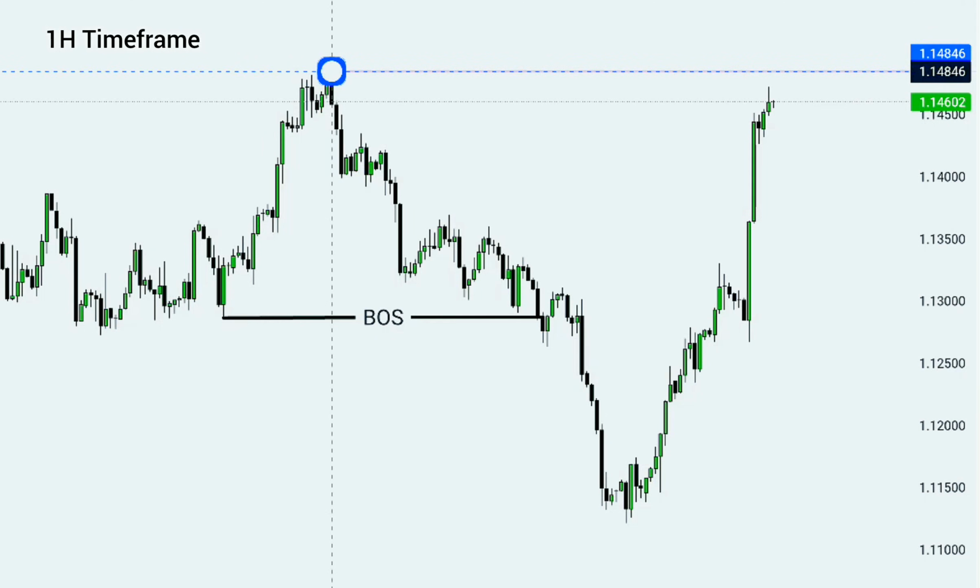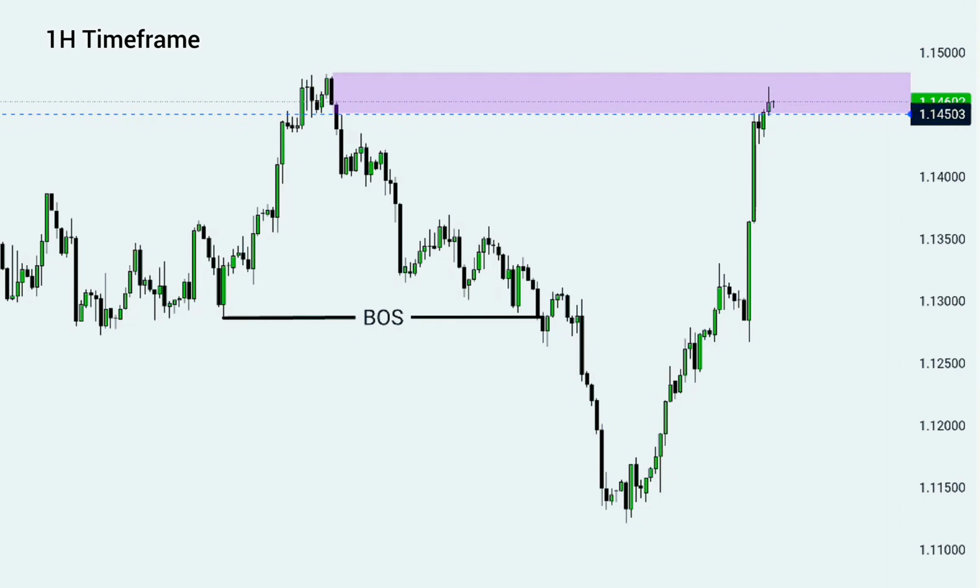Now, let's break down the order block highlighted on this chart and understand its role from a smart money perspective. An order block represents an area where institutional activity previously entered the market with enough volume to shift price direction. In this example, the highlighted zone marks the final bullish candles before a strong bearish displacement, which identifies it as a bearish order block.